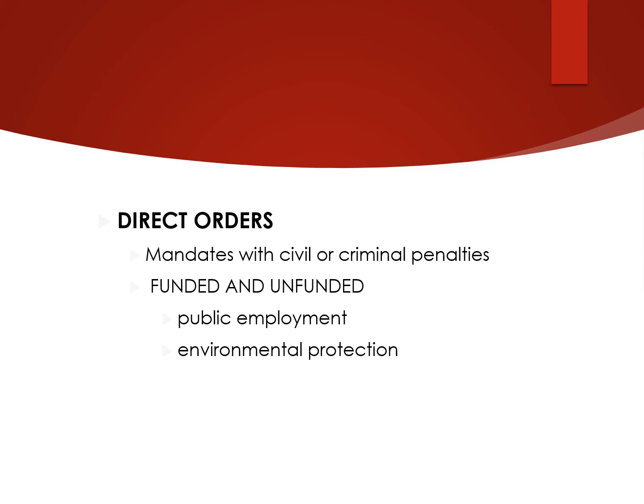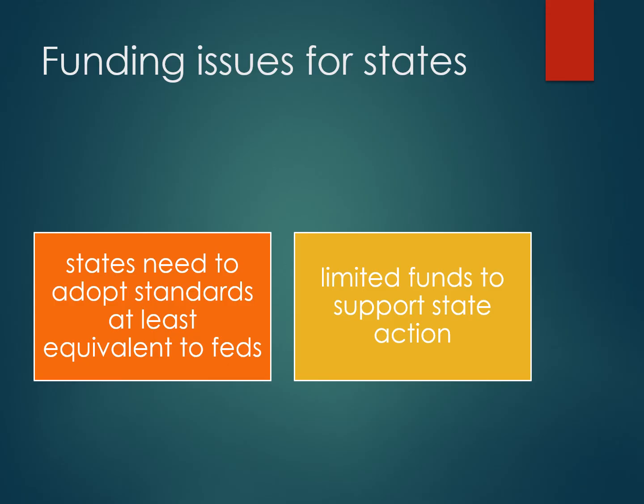So these are some of the ways that the federal government makes the states comply with what they want. So this is the way that it comes down to the funding for the states. The states need to adopt the standards, as I said, and they need to be at least equivalent to the levels of the federal government, the ones that are instituted. They have limited funds to support these state actions, so the states are left holding the bag, and they're the ones that have to come up with the money.